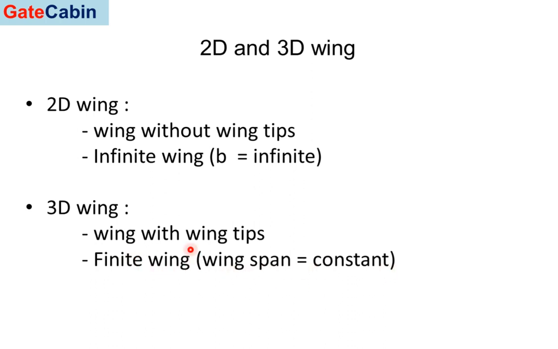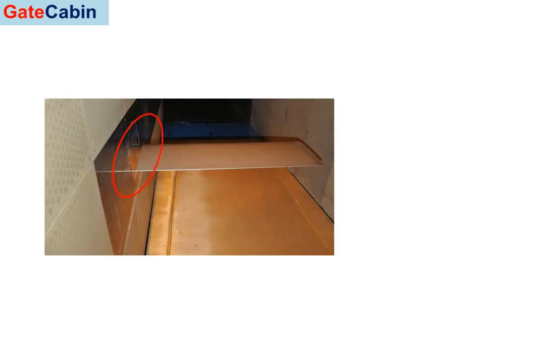A variable wingspan, we have not encountered in any of our studies. So for the time being it is out of the concept, but people are actually looking into these aspects also. Then coming to 2D wing, like I told you, a 2D wing is basically a wing in which the air is not able to see or feel the presence of the wing tips.